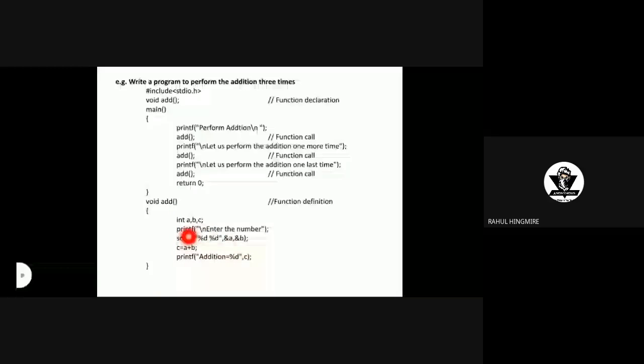Now I want to execute the logic of addition 3 times. You can see here 3 times I have called the add function, because I want to execute this function 3 times. So wherever I want to execute the function, I just need to call the function. First function call, second function call, third function call. Are you getting my point? So I have followed all 3 aspects of the function: function declaration, function call, function definition. If you don't declare the function, definitely you will get an error.